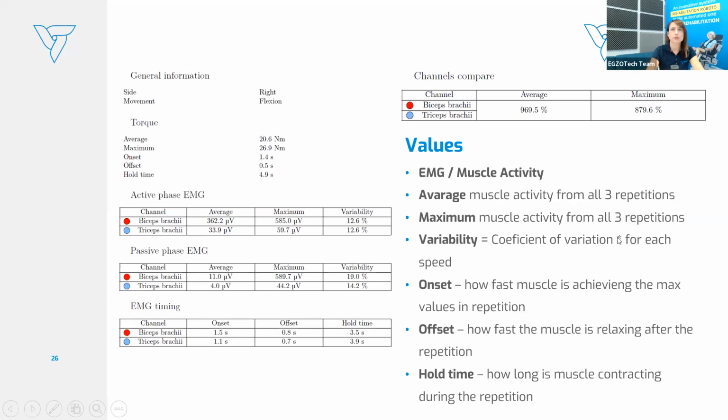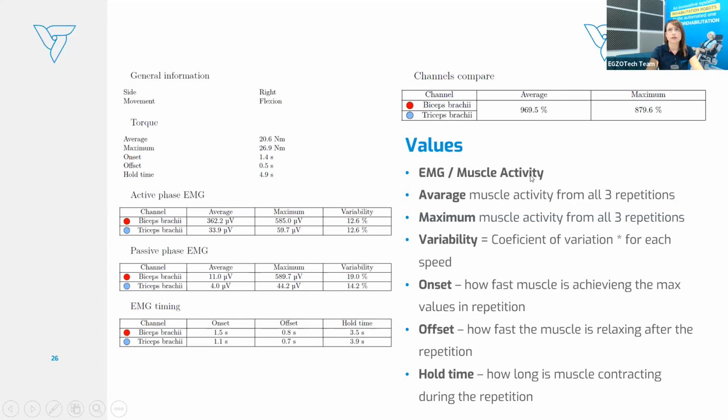So we get the average, maximum, the variability of the contraction, and the timings. So how fast the muscle is achieving the maximum values, or how fast the muscle is relaxing after that. And also we can look at the average and maximum values, so we can compare the muscles. In that case, those were antagonists. If we look at the agonists, for example the heads of the quadriceps, we can also compare the activity of both those heads.